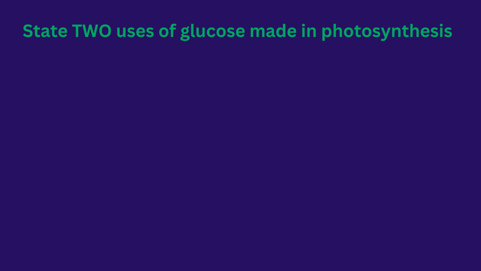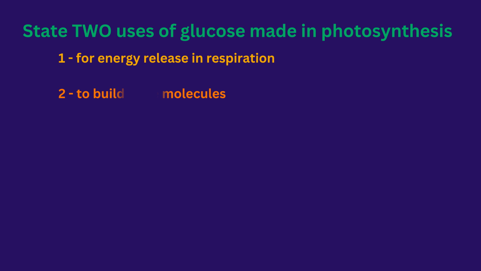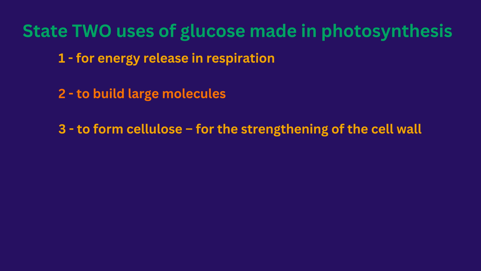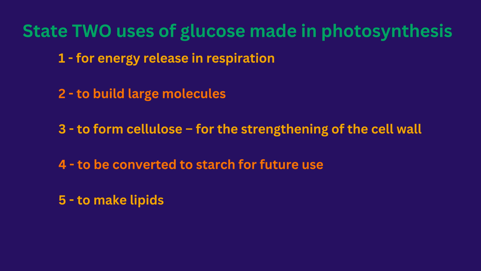State 2 uses of glucose made in photosynthesis. For energy release in respiration, to build large molecules, to form cellulose, which is a large molecule, and cellulose is responsible for strengthening the cell wall, to be converted to starch for future use, and starch is also a large molecule. Number 5, to make lipids, to make amino acids, which make protein. So any of these two would give you the mark.